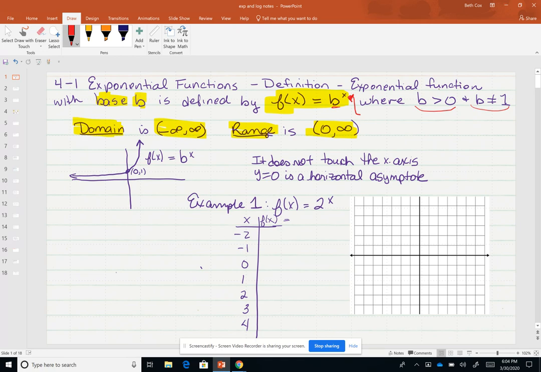The domain is any number. You can put any number in an exponent. The range is 0 to infinity. Now, if you got the document, this is all on that document that I sent out in the email earlier. And so the PowerPoints come directly off that document, so you can look at that.